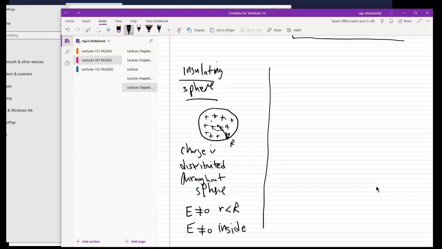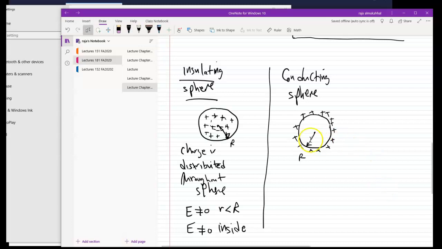However, if you read a word such as conducting sphere, or conducting cylinder, conducting whatever, in this case you have a conductor, what will happen is that the charge will accumulate only on the surface. There are no charges inside the sphere. It will look something like that. Here is the sphere, and I go and charge it, of radius big R, and the charges will accumulate only on the surface. I'm talking about a solid sphere though, okay? And there is no charge inside. There's no charge inside here. The charge is only distributed on the surface.